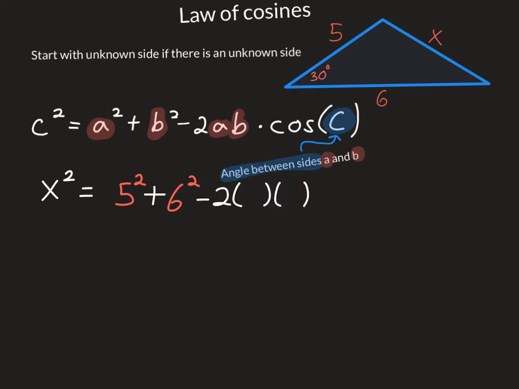So what sides did I just use? 5 and 6. So that's what I'm going to use here. And then times the cosine of the angle between those two sides. So what were those two sides? 5 and 6. So here's 5 and 6. What angle is between these two sides? Well, the angle between those two sides is 30 degrees. Okay, so let's go ahead and use 30 degrees.